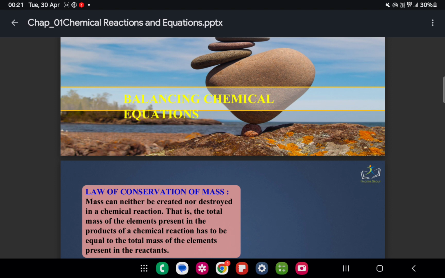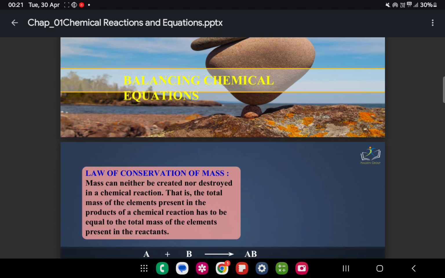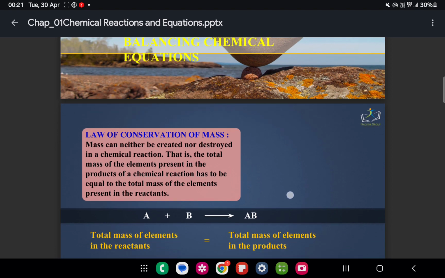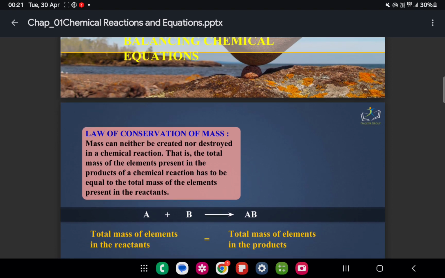In the balancing of a chemical reaction, the product and the reactant should have the same mass. Then we have to change some of the things in the reactant and in the product also. All that we will study in the further classes. I hope you understand till here. Thank you.